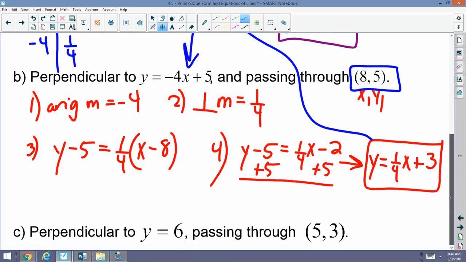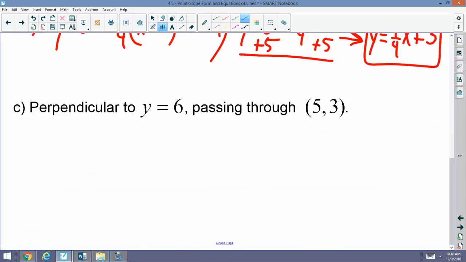Now let's separate the men from the boys here. I want it perpendicular to y equals 6 passing through 5, 3. Guys, what's the slope of a y equals 6 equation? So does that mean that my original slope equals 0? Okay, so what's my perpendicular slope?